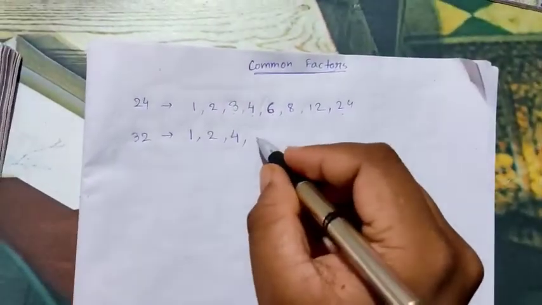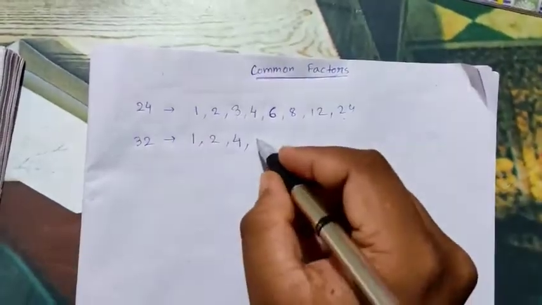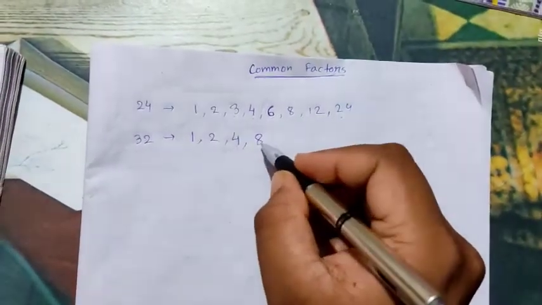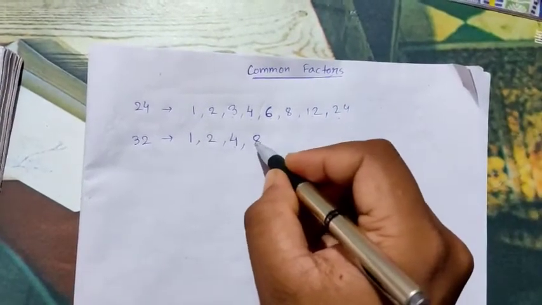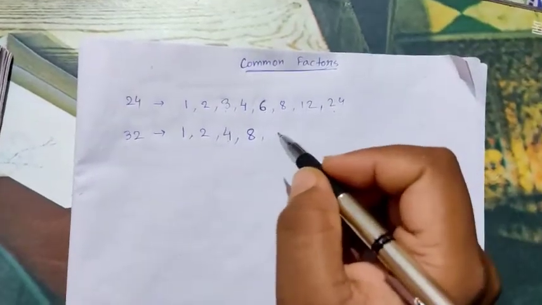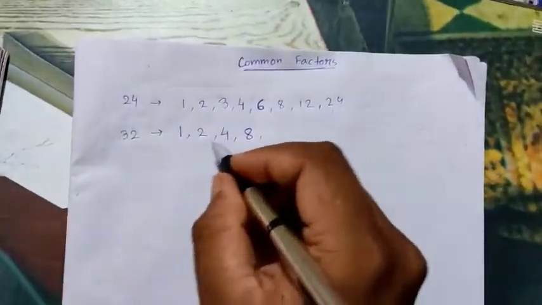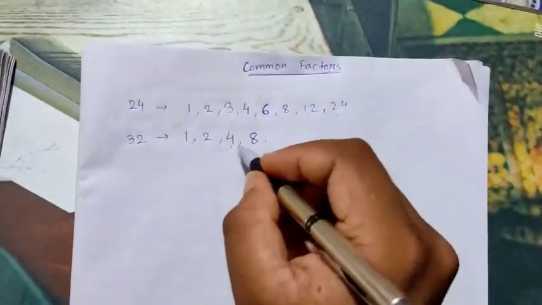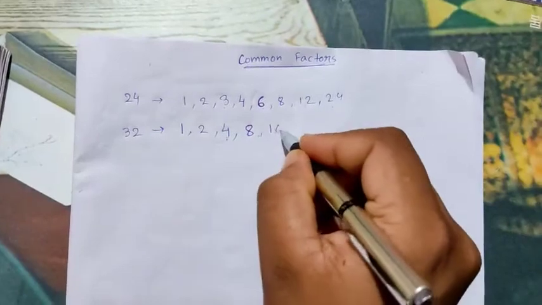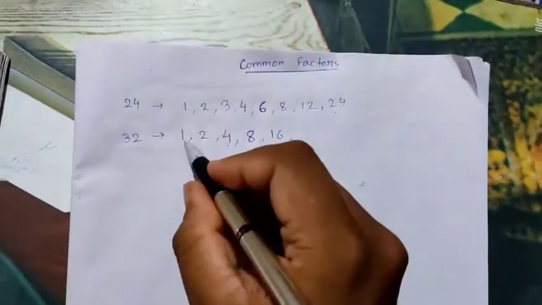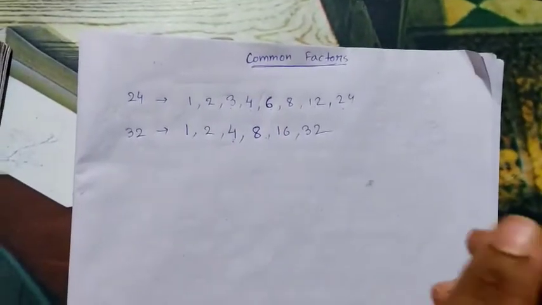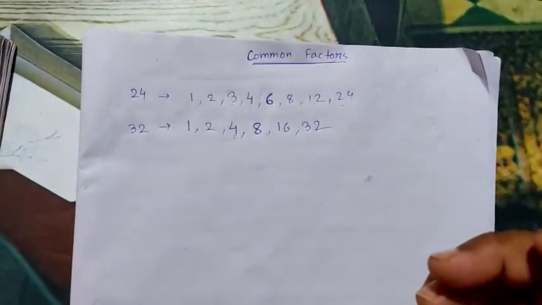After 6, 7 is not going, so we get 8, which is the pair of 4: 4 8s are 32, right? So we have obtained the first pair. Once we have obtained one pair, we will not get any other extra digits other than the pairs of the written digits. So the pair of 4 we have got. What is the pair of 2? 16 2s are 32, so 16 is a factor. And what is the pair of 1? That is 32. So this is the way to find all the factors of a number.